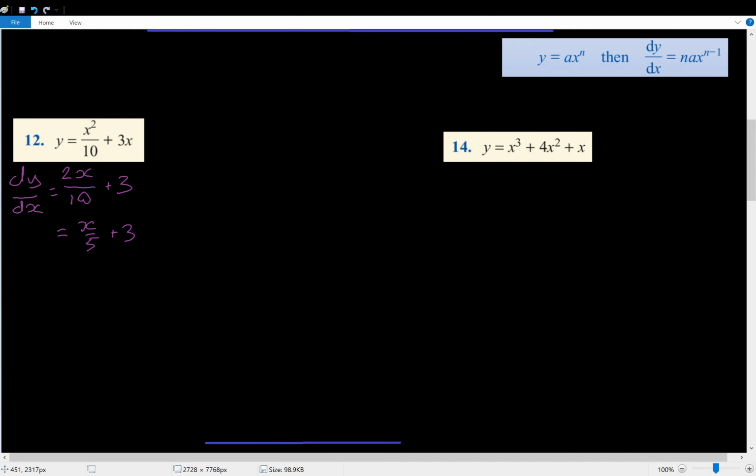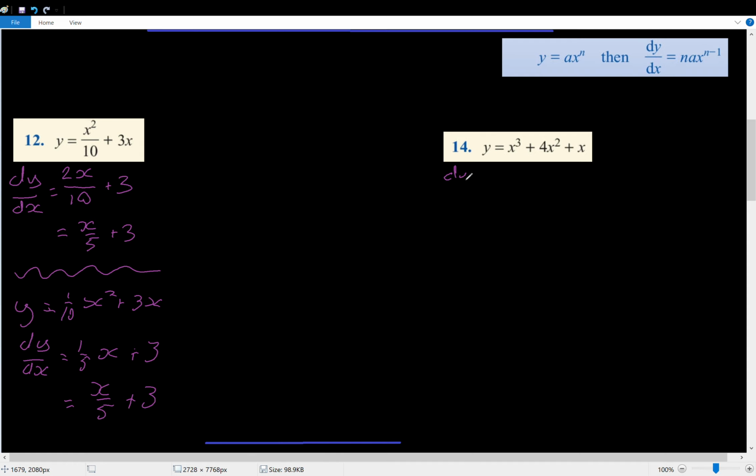Now the other way of doing it, if you wanted, would be to say that y is equal to, and then you split the x squared over 10 up, so you're going to get 1/10 x squared plus 3x, which means that from here, dy dx is going to be equal to 2 times a 10th, which is a 5th, so it's 1/5 x plus 3, but 1/5 x is equal to x over 5, so we get x over 5 plus 3, whichever way we go about it. So that's question 12. And then in question 14, 3 terms to work our way along.